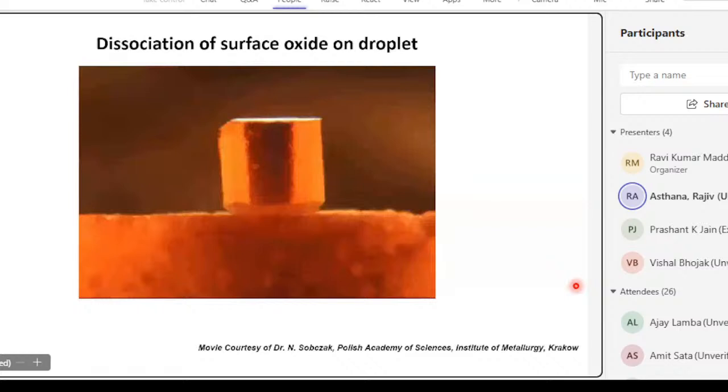Now, if you have very high temperatures, then this little solid piece, which has oxide on it, that oxide will begin to dissociate at high temperatures. So I think my video is working. You will see that as this melts, the oxide will actually break up.